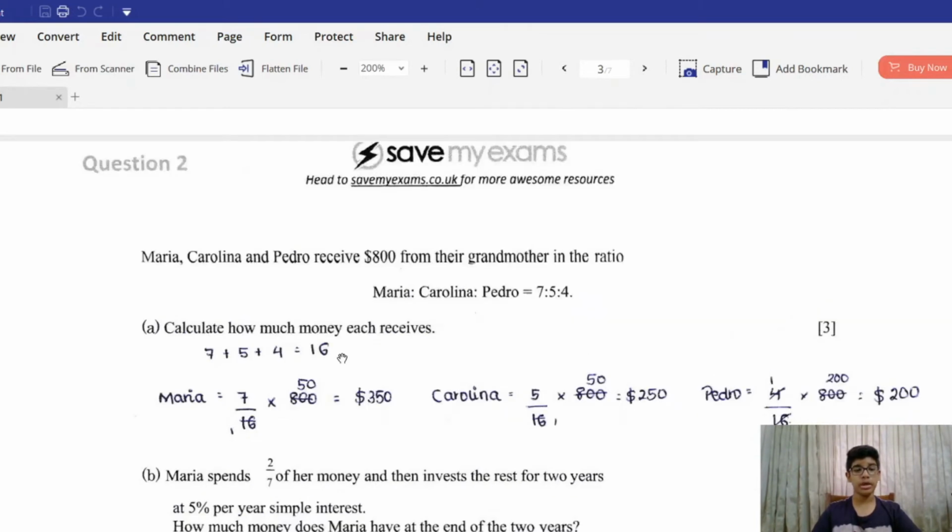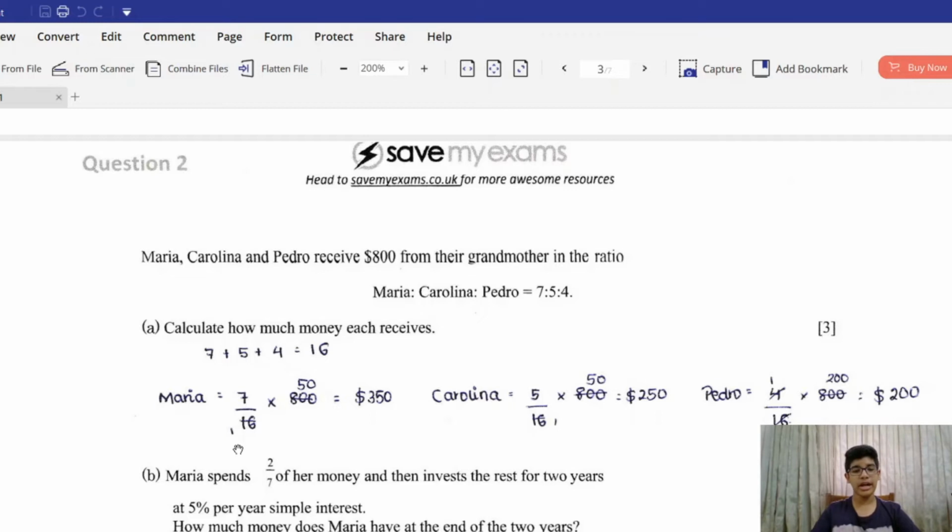Question 2. Maria, Carolina, and Pedro receive $800 from their grandmother in the ratio 7:5:4. Calculate how much money each receives. So again, you're going to add 7, 5, and 4 to get the total, of which 800 can be represented as a fraction. So 7 plus 5 plus 4 is 16. So that's the total. So Maria is going to be expressed as 7/16 of the money.